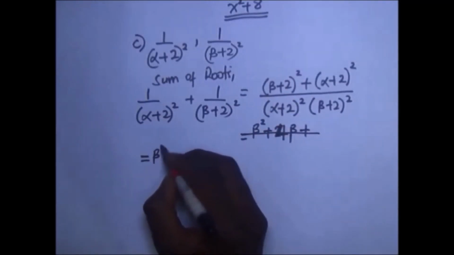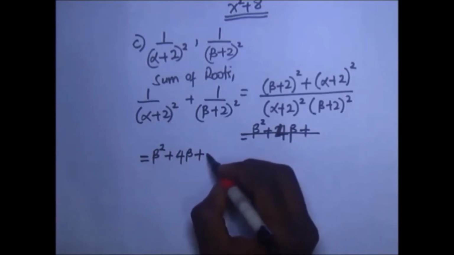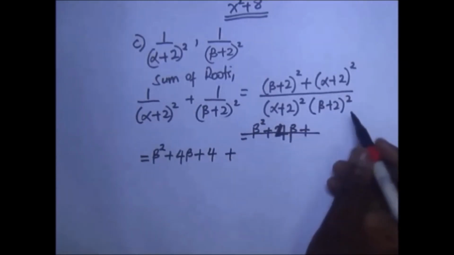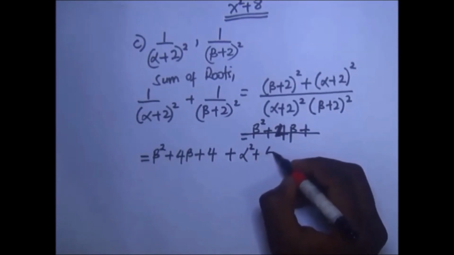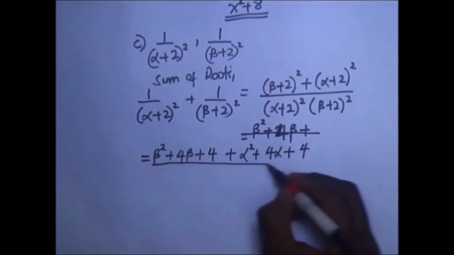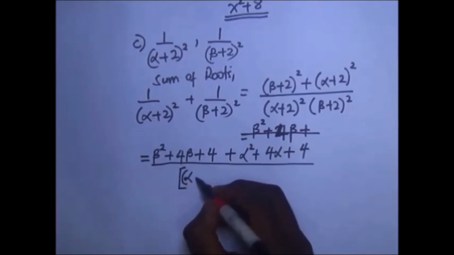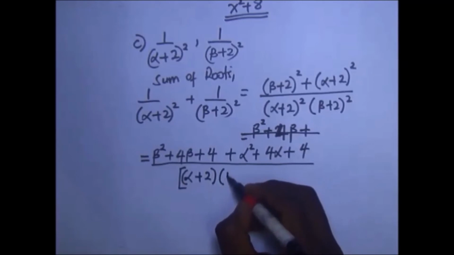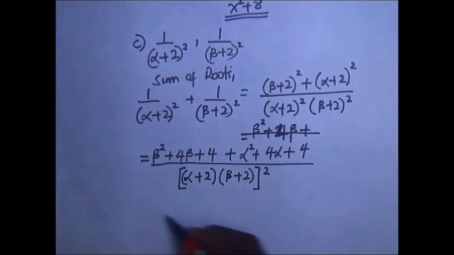That's going to be beta squared plus 4 beta plus 4. Then we expand this as well. It's going to be plus alpha squared plus 4 alpha plus 4. Divide all that by, now this is the same as saying alpha plus 2 into beta plus 2, all this is squared.